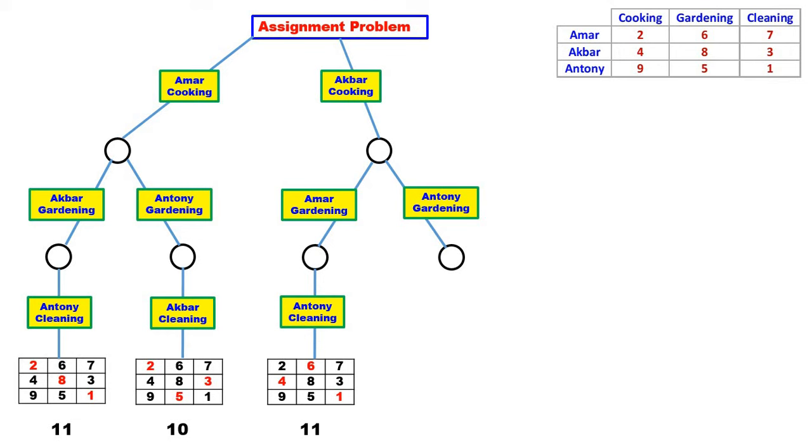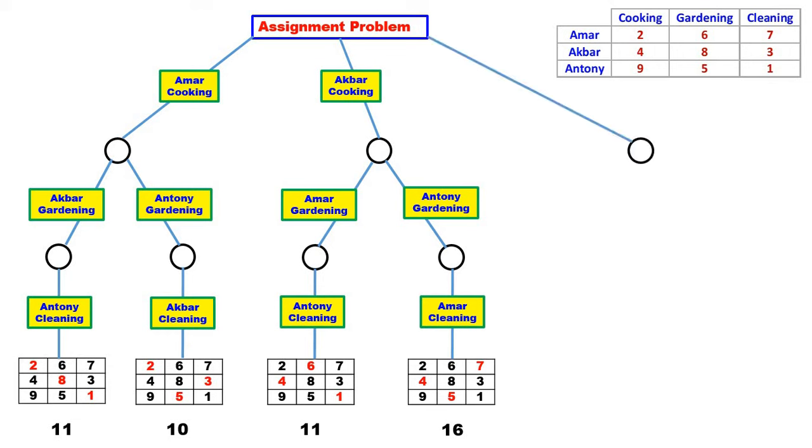Now we shall see the other option. Akbar cooking, Anthony gardening. What is the option for Amar? Cleaning. So what is the solution? Akbar cooking is 4. Anthony gardening is 5. And Amar cleaning is 7. So 5 plus 4 is 9. 9 plus 7 is 16. Yes, 16. So Akbar cooking, all the possibilities are over.